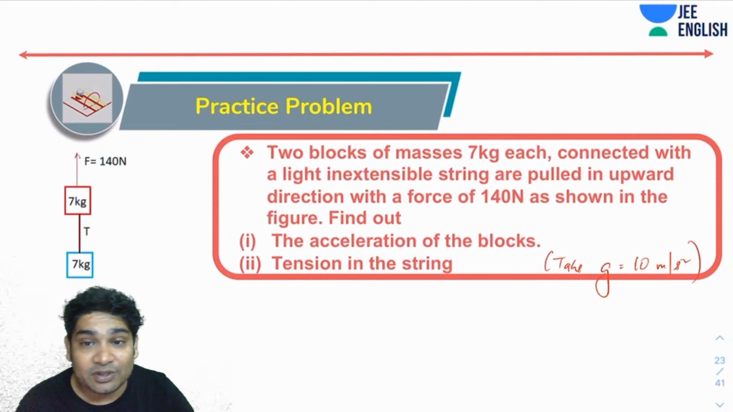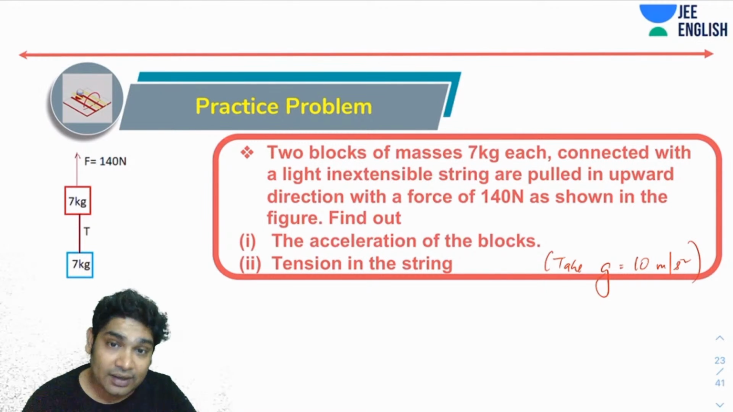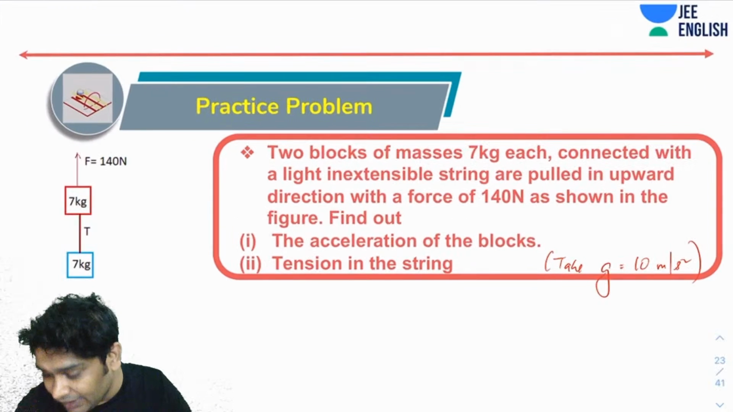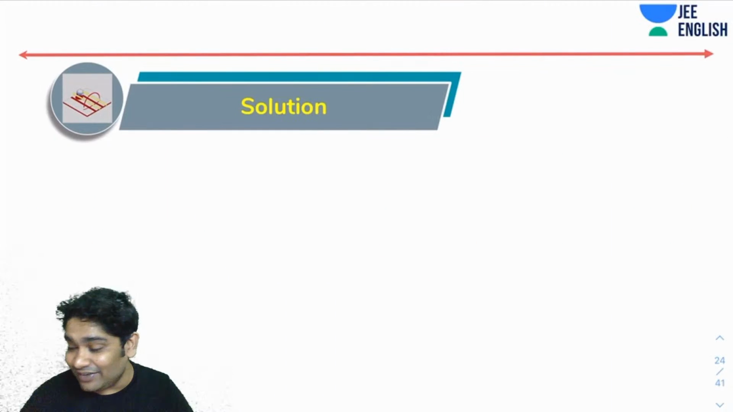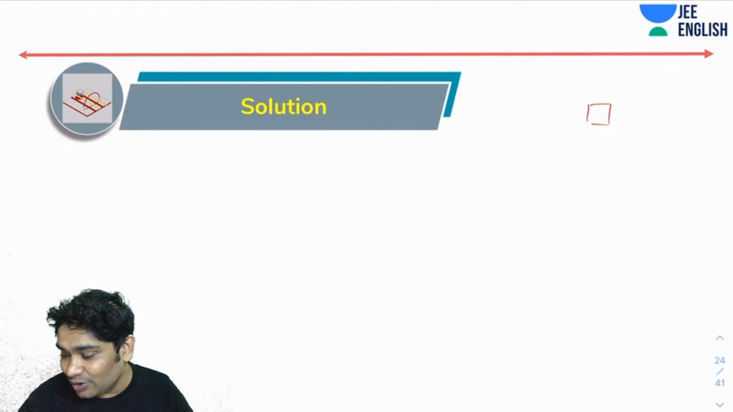Take the value of g to be 10. Acceleration is 0 and tension is 70. Absolutely correct. So again, very, very simple. You know that these guys will move with the same acceleration, 7 and 7.